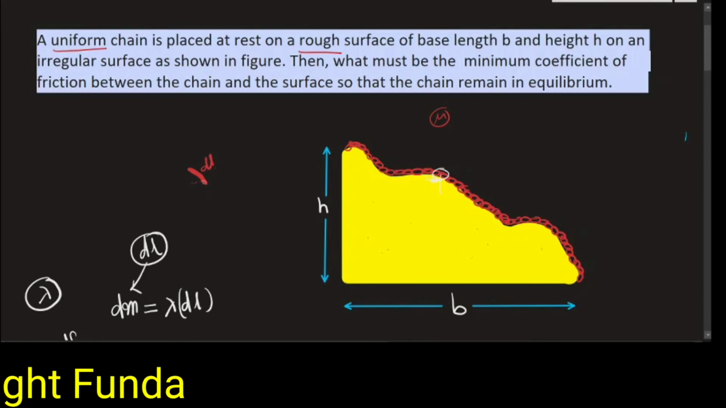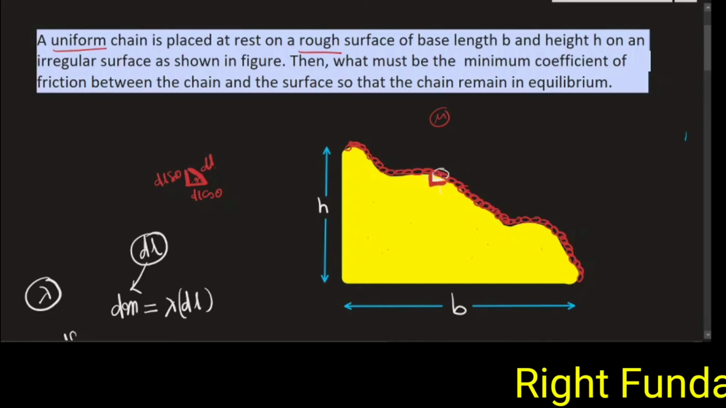This dl vector, I can resolve into two components, this and this. This angle is theta. So what is this length here? This is nothing but dl cos theta, and this vertical component, this small length, is nothing but dl sin theta.